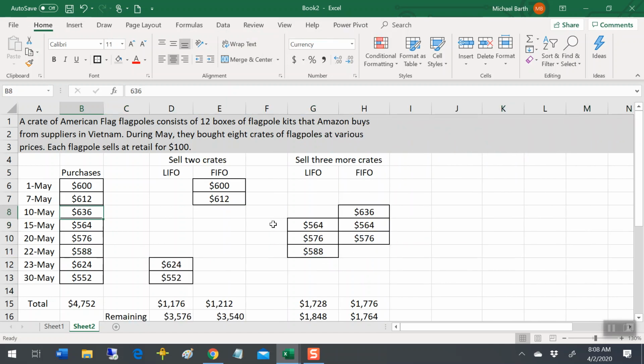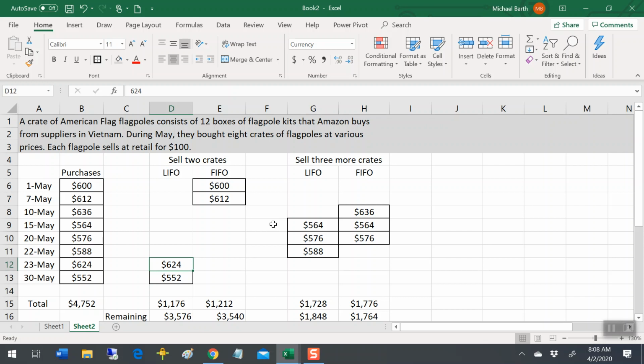Now, I already went and did all these calculations. Let's start looking at how they would do this if they were doing LIFO or FIFO. LIFO is last in, first out. That means that the last in, these last 2 crates, would be the first that they sell. If they're selling 2 crates of flagpoles, under LIFO, they pick the last ones that they bought. Now, that's not how they physically do it. How they physically do it is these things are stacked up in warehouses around the country, and a robot goes out there and grabs one.